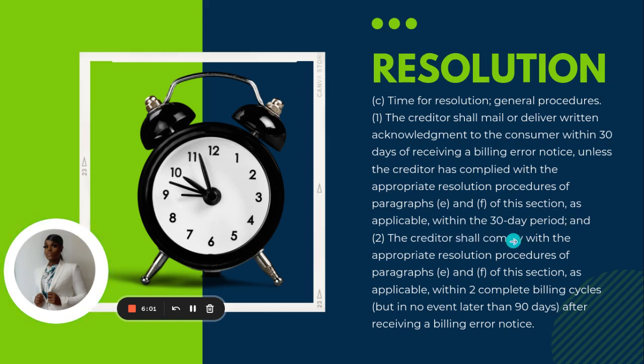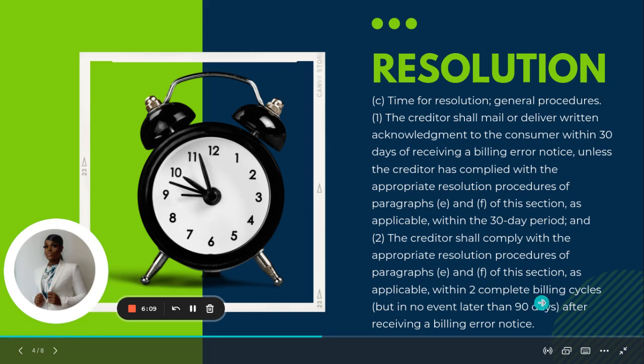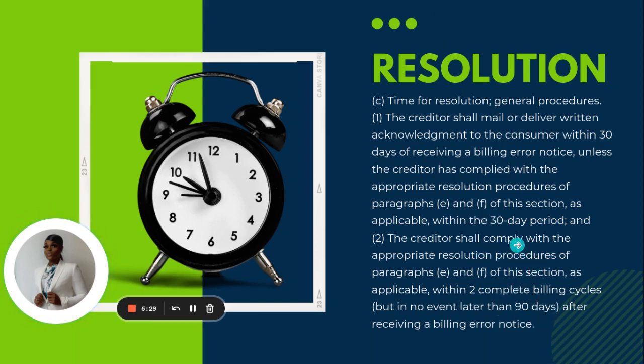As applicable within a 30-day period, and 2, the creditor shall comply with the appropriate resolution procedures of paragraphs E and F of this section as applicable within 2 complete billing cycles, but in no event later than 90 days after receiving that billing error notice. So their time for resolution, they're telling you that they have up to 90 days to respond to that billing error notice. So they have their requirement to resolve it or to respond to you within 90 days. So these are very pertinent. If these are not done, then you do have a claim to move forward and get remedy, right?